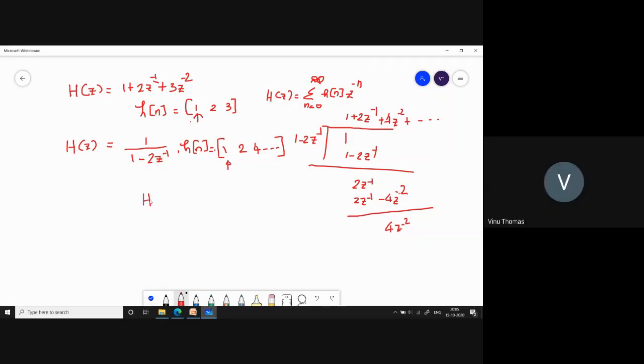So when you can write h of z as a polynomial in z raised to minus 1, because you are looking at really causal filters, then you say that h of z represents an FIR filter. When h of z is a ratio of polynomials in z, like for example b of z by a of z, then this becomes an IIR filter. So this is an IIR filter.